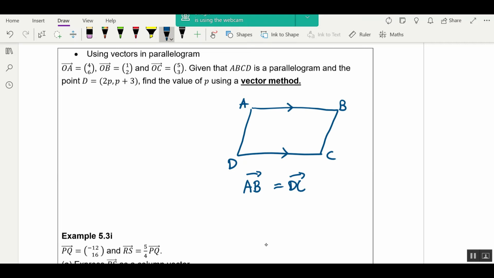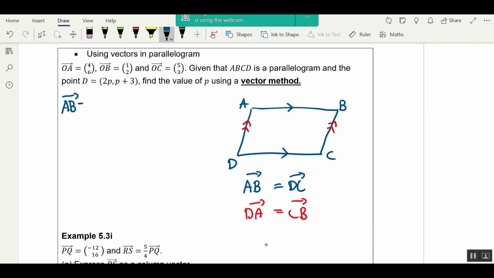Okay, and how about the other vector that is the same? It would be DA equals to CB. Okay, it might be the other way around. It could be AD, doesn't matter. But if you are going to use DA, please use CB and not BC. Make sure they are pointing in the same direction. Now I only need to use one of the facts. So let's find out what is AB first.